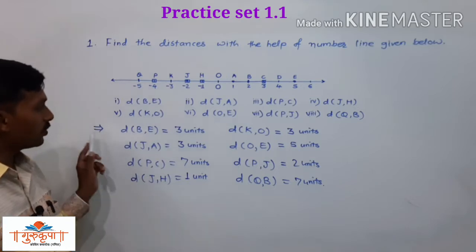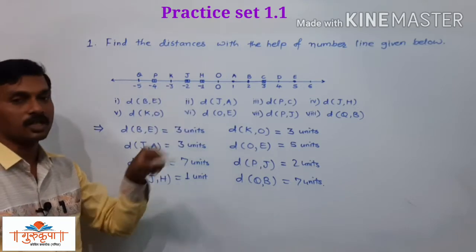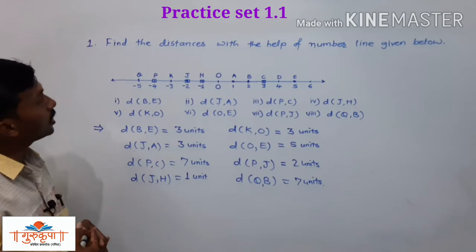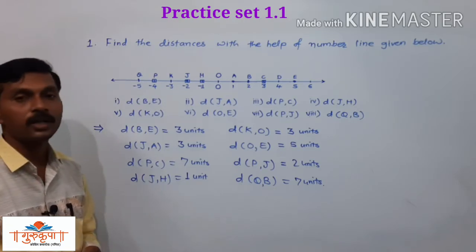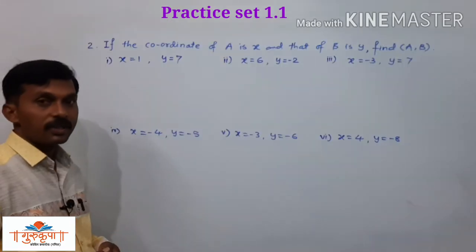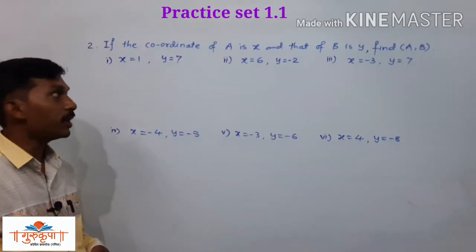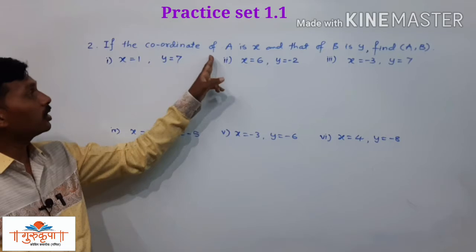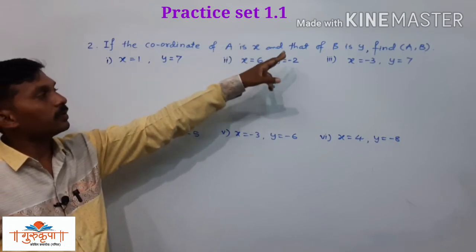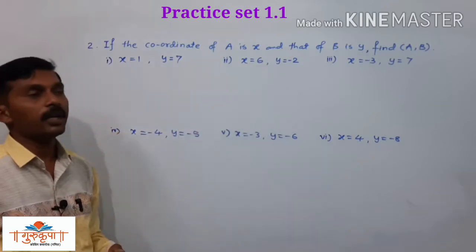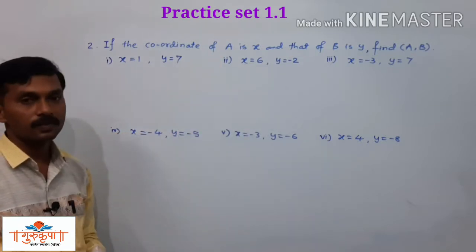By the observation we find the distances. Now we have to study the next question, that is the second question from practice set 1.1: if the coordinate of A is x and that of B is y, find the distance AB.